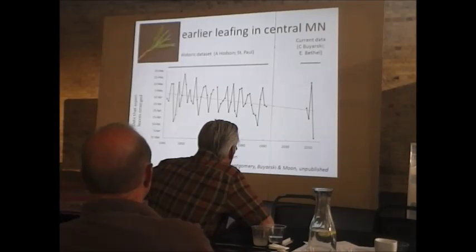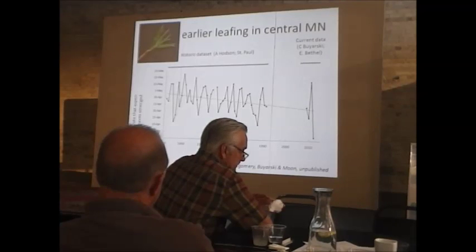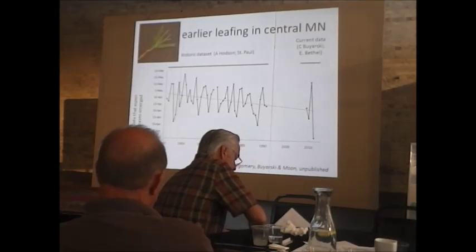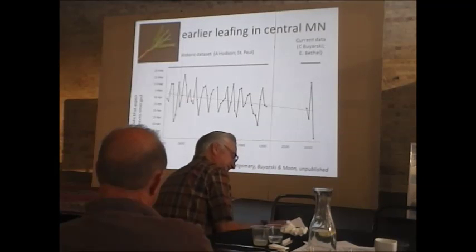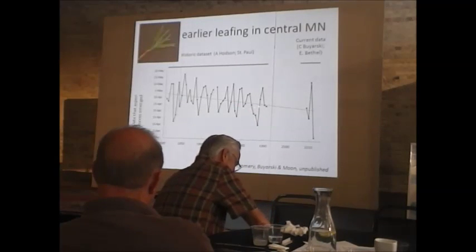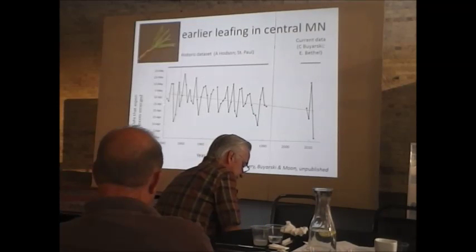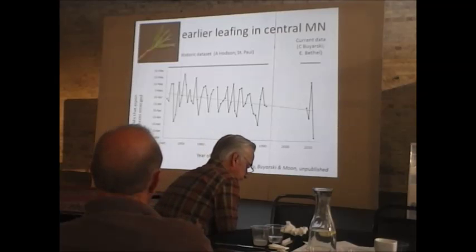This is one of our longest records. This is aspen leafing, and this comes from Alec Hodson, who basically every day when he walked to work on the St. Paul campus looked at a series of plants and animals and said, what are they doing? So we have this record from 1940 to 1991 that he collected, and then data that we've collected. And for aspen leafing, we see this trend towards earlier as well.